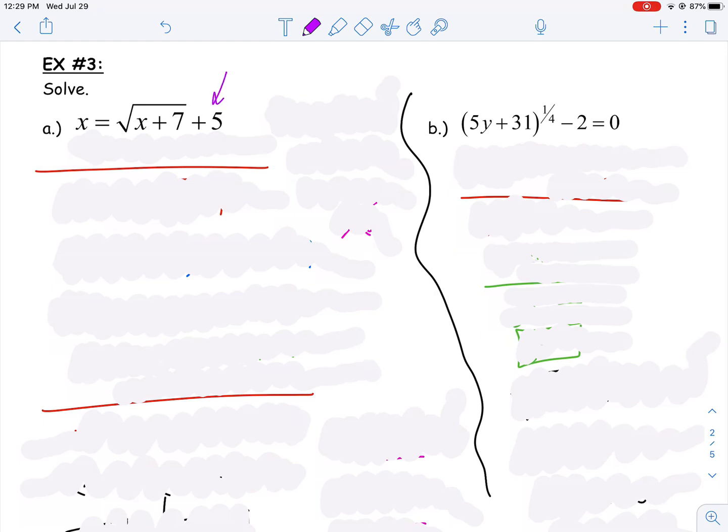And you notice that there's a positive 5 over here. So let's go ahead and first move the 5 to the other side by subtracting it. When I do that, on the left side, I have x minus 5 equal to the square root of x plus 7 on the right side.